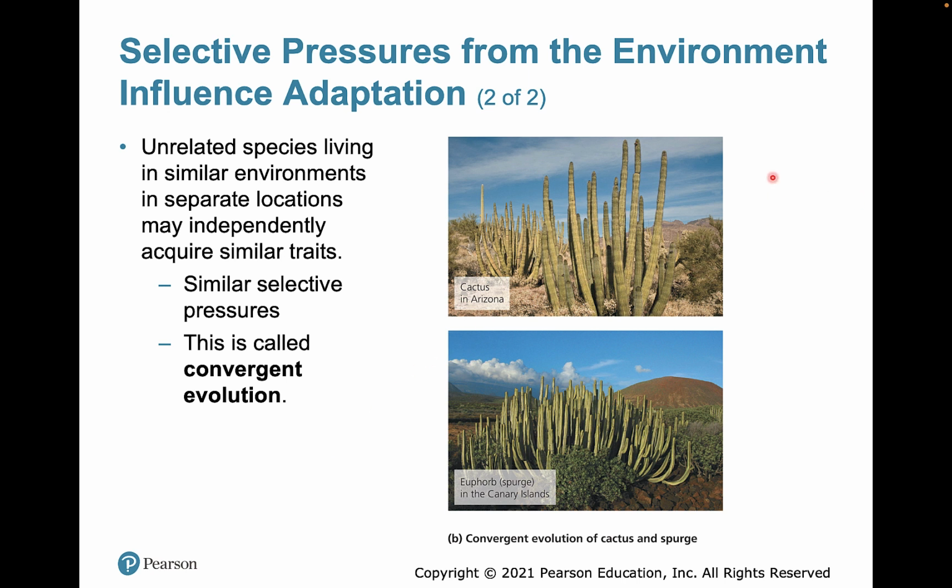We're not going to dwell on this too much, but sometimes you can have unrelated species who live in similar environments that develop similar traits. They call that convergent evolution, but we're not going to dwell, but it exists.